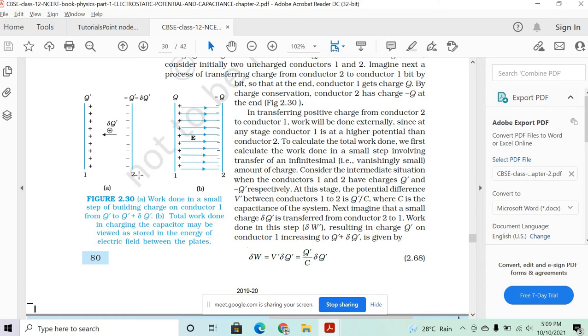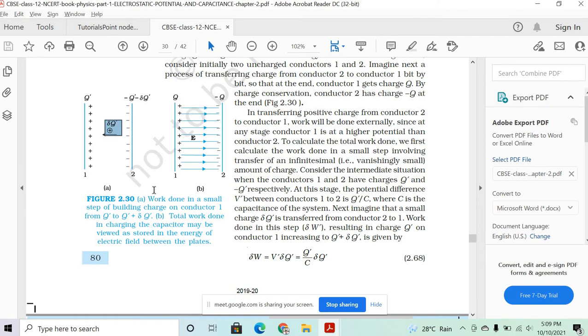So let's find out the small amount of work done for a small amount of charge first, and then we can integrate till the full charge. That will give you the total energy stored in the capacitance. Now we'll find out, if we transfer the delta q charge from one plate to another plate, how much is the work done.